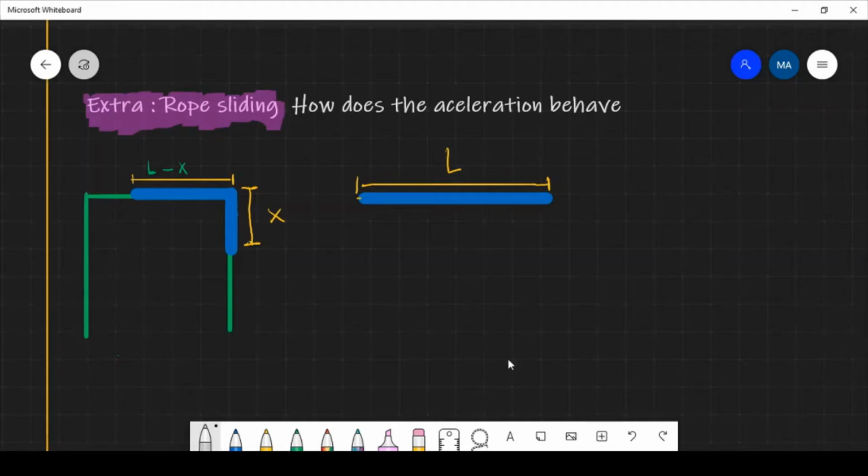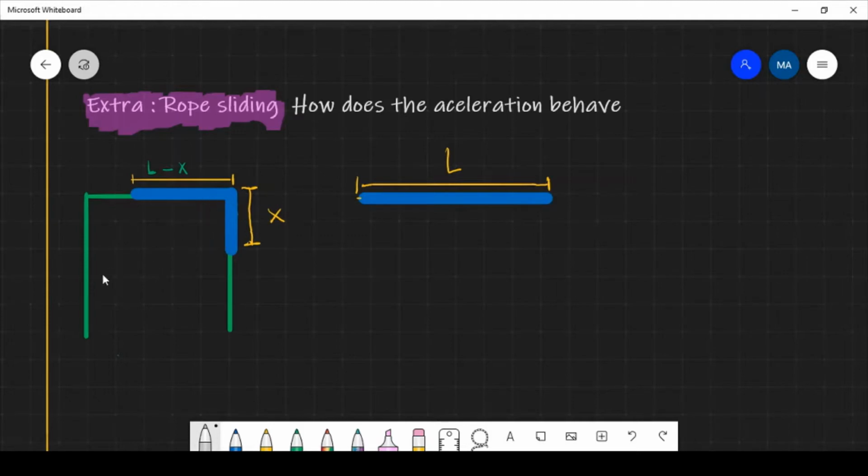Hello everyone. We are going to solve an extra question. It has potential to be on the MAX exam. It has all the information that the MAX requires, and the idea is really fun. So the first thing is what is happening.